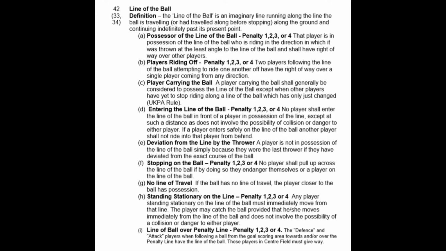So we'll just quickly go through these last 3. I don't think we've got any more videos on this part. But G, no line of travel. What's that talking about here? So this is a scenario where the ball has probably stopped travelling a little while ago, and everyone's sort of gone past it or missed it. And then it's just the player closest to the ball has possession. So the idea is that they get first dibs at it.